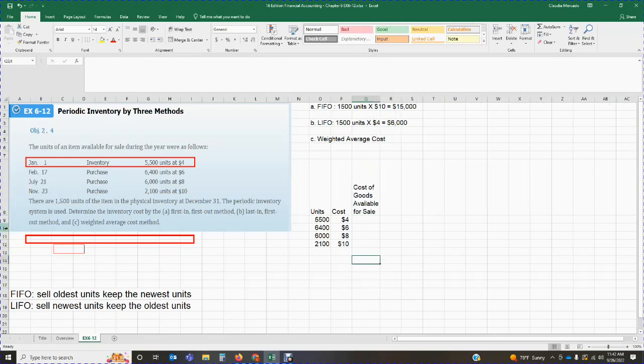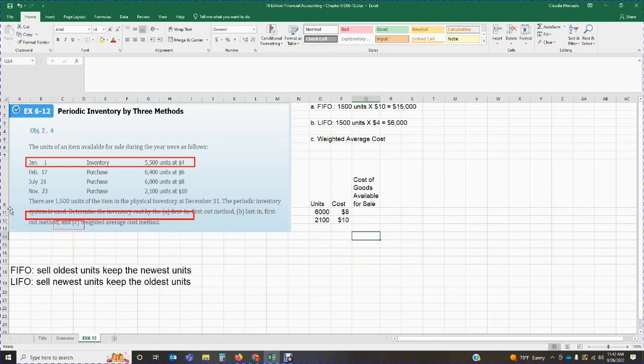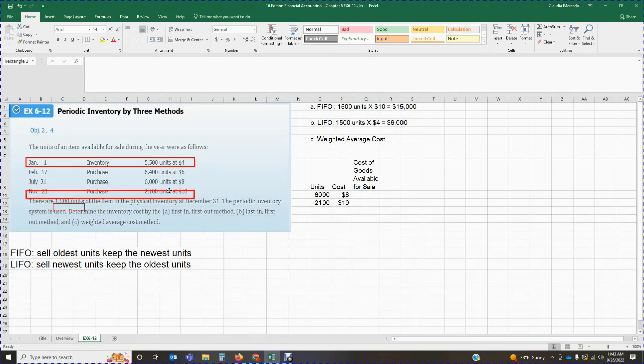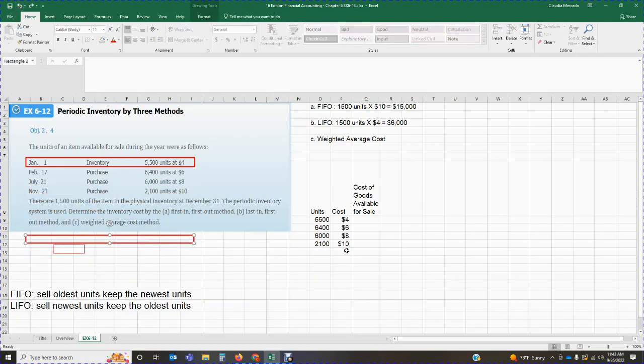Let me move this up a little bit. There we go. Oh, what happened? Let me see. There we go. I guess I'm going to keep it like that because if not, this is 1,500.